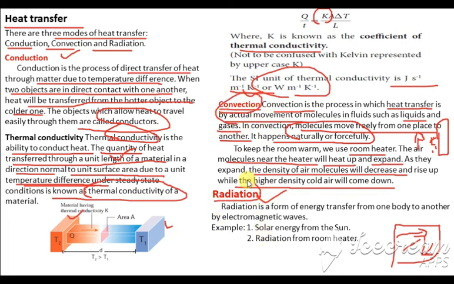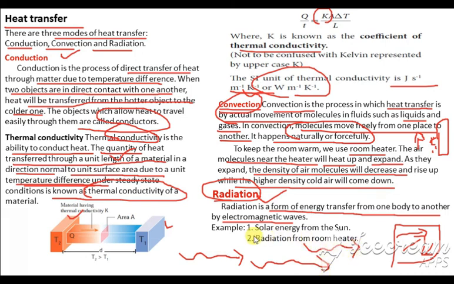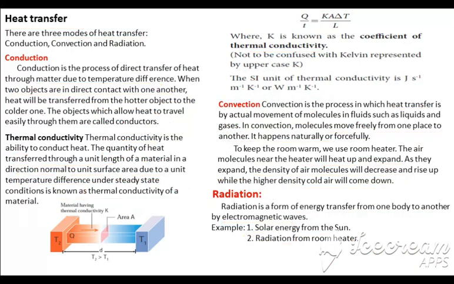And the last one we have is radiation. Radiation is a form of energy transfer from one body to another by electromagnetic waves. Examples we are considering: solar energy from the sun, and radiation from the room heater. The solar energy coming from the sun is a form of radiation. The radiation from the room heater, you also know it, it feels hot, right? So that is also a form of radiation. Yes, clear with this? Okay, thank you.